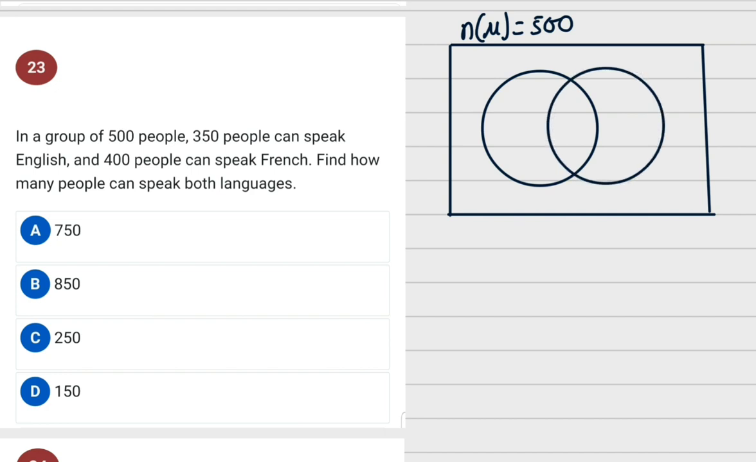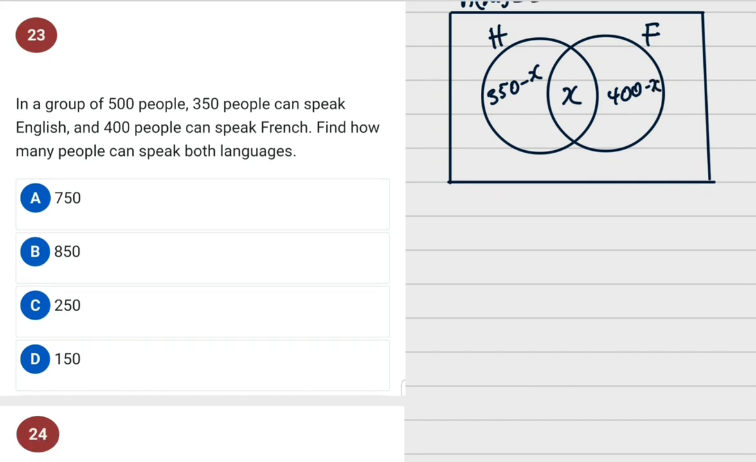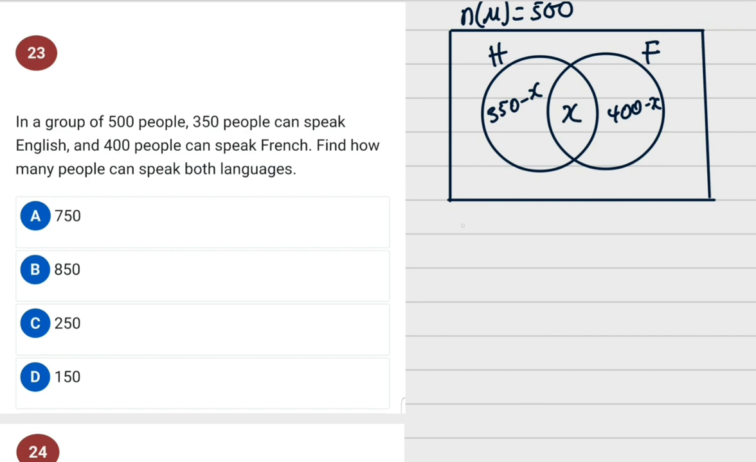Now, people that speak both, we don't know them. Let's say they are X. Now, let this one be Hausa and this one be French. People that speak Hausa alone should be 350 minus X. Then people that speak French alone should be 400 minus X. Now, since you have this, if you add everything, it's supposed to give you 500. So you have 350 plus, 350 minus x plus 400 minus x is equals to 500.